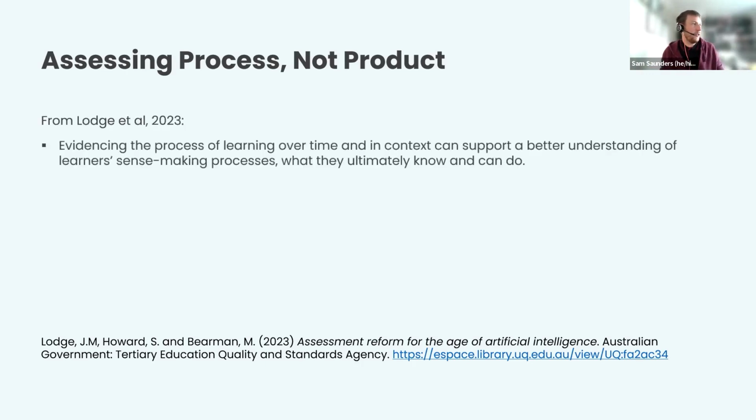This comes from Lodge et al. 2023. The idea is that evidencing the process of learning over time and context can support a much better understanding of learner sense-making processes than just the artifact that takes place at the end of a given learning period, and what they ultimately know and can do. We should focus just as much on the process of how they've built that knowledge and in what context, as we should focus on the thing they can do at the end.